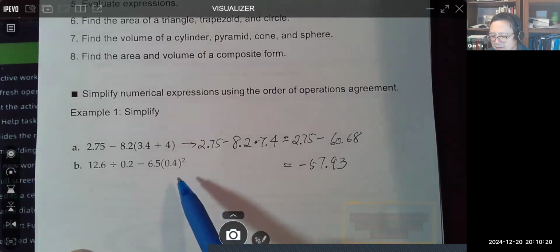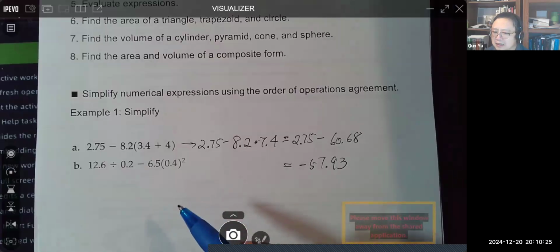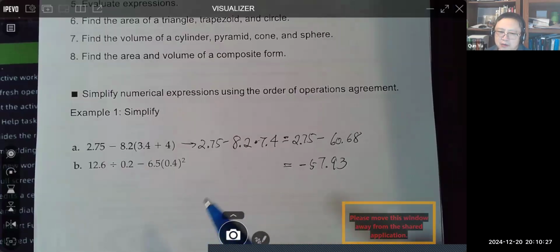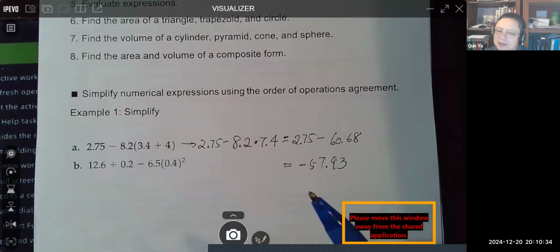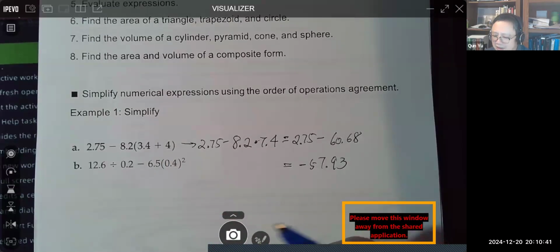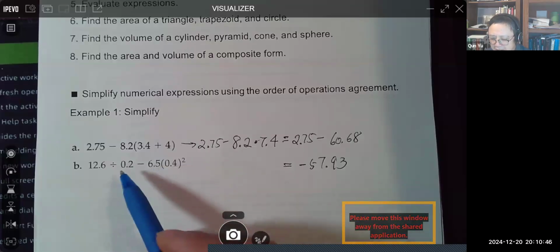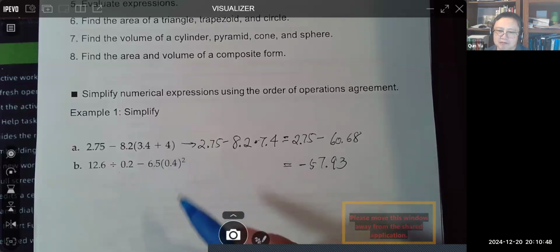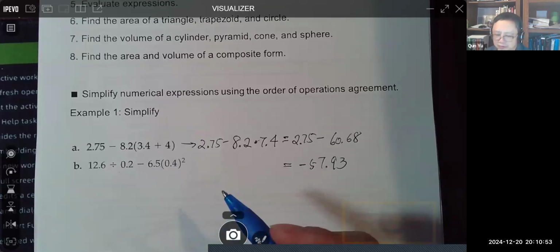Now let's look at the second one, B. In this one, we have parentheses, but this parentheses doesn't count because it's about the operations inside the parentheses that we should do first. In this case, we only have a single number. There's no operations inside, so this doesn't count in terms of the order of operations. We have an exponential operation, multiplication, division, and subtraction. Among all of these different operations, the exponential operation should go first.